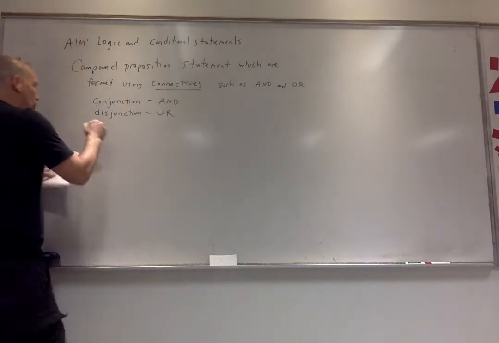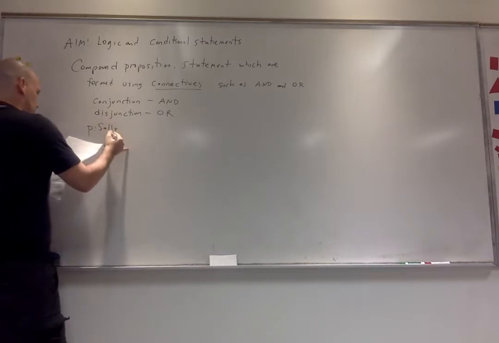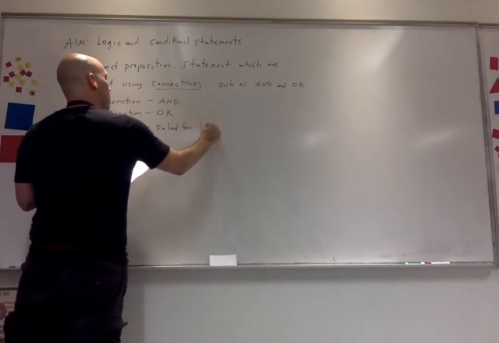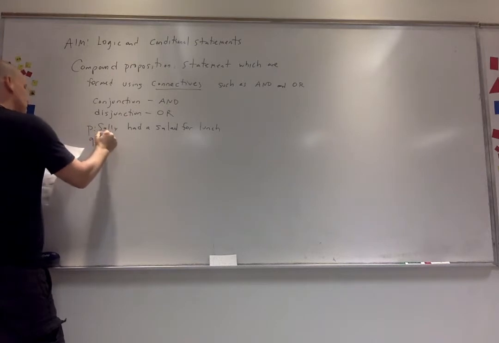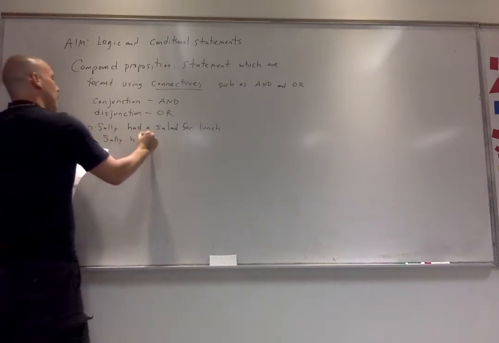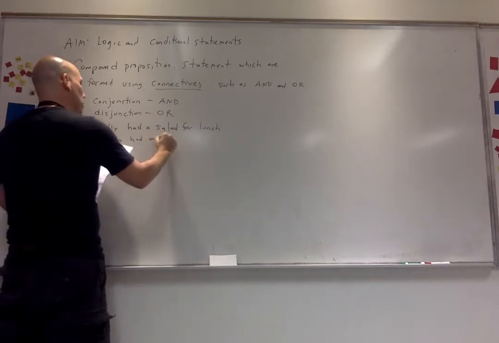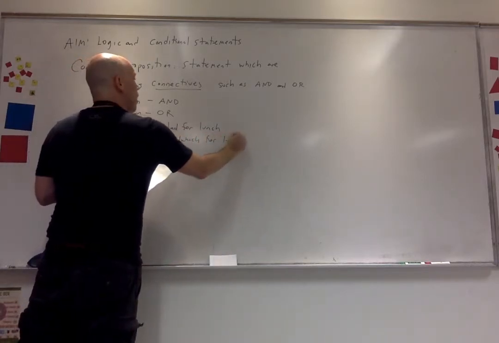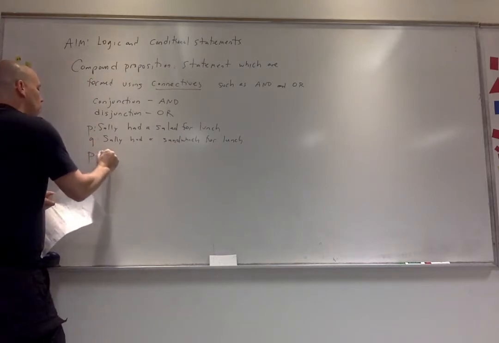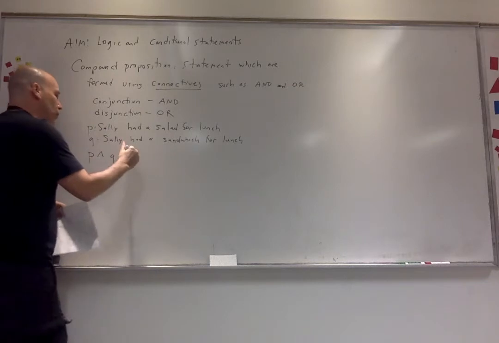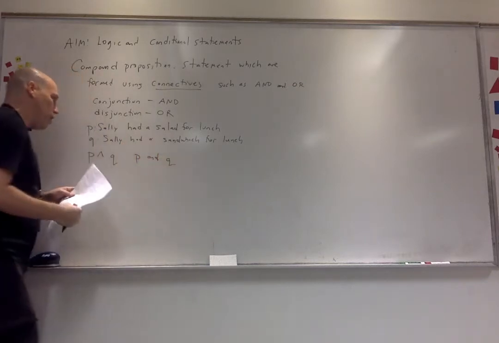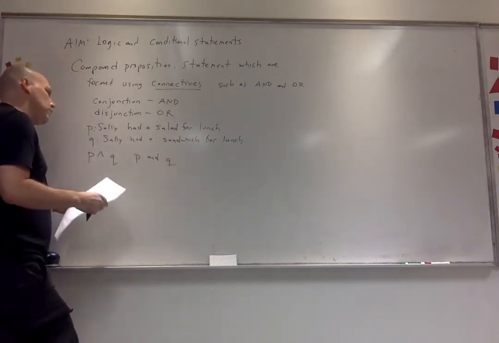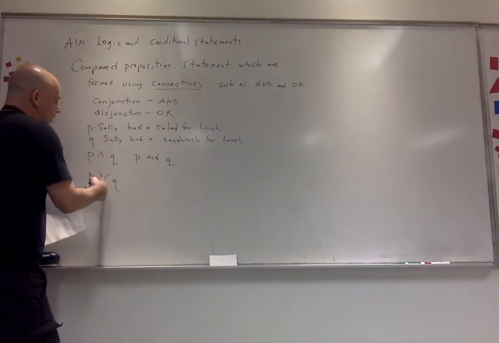So, for example, if I let P be Sally had a salad for lunch, and we let Q be Sally had a sandwich, then if I use this symbol, let's use this symbol to represent P and Q. Sally had a salad for lunch and Sally had a sandwich for lunch also. If I use this symbol, the V, that symbol is for P or Q.